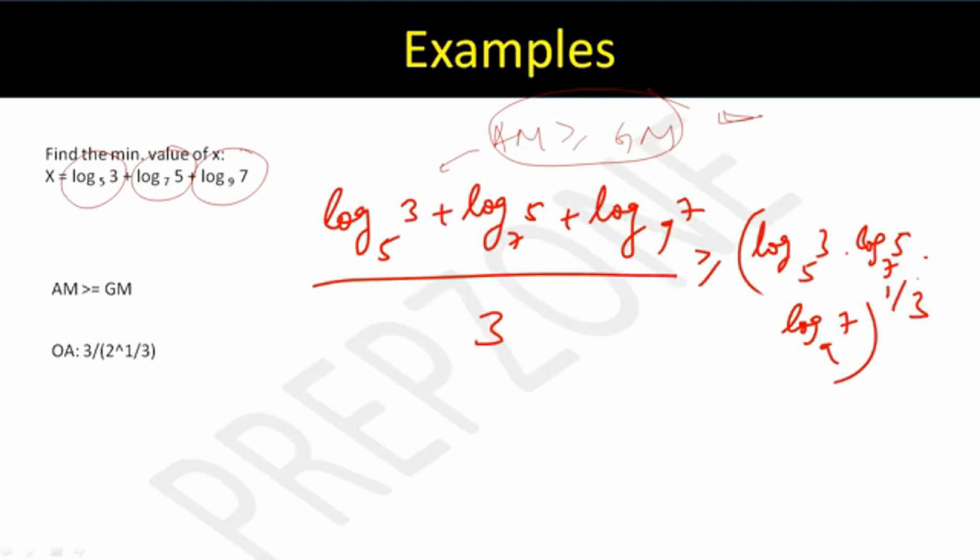That's it. Now rest is, guys, I've just solved this. 5 5 cancel हो जाएगा. यहाँ से देख सकते हैं 7 7 cancel हो जाएगा. This will be log 3 to the base 9. 9 is 3 square, so this is half. This is half की power 1 by 3. Half to the power 1 by 3.